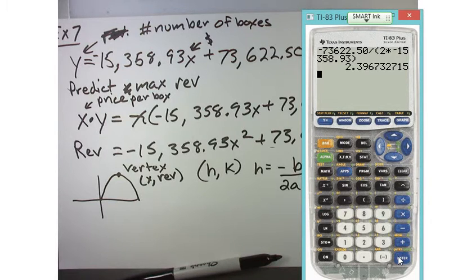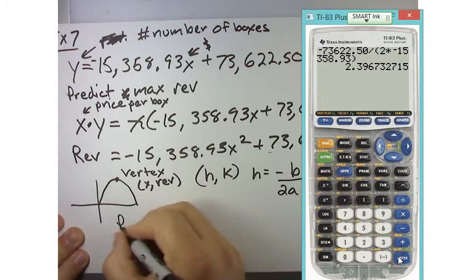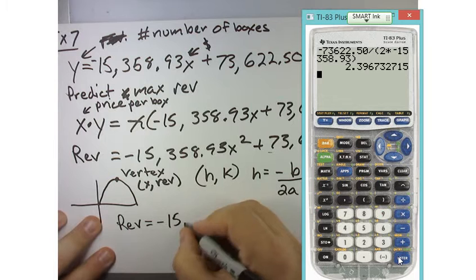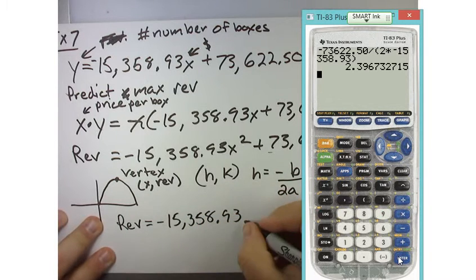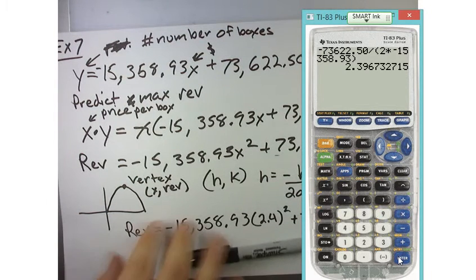Okay. Well, how many boxes would I sell? Well, in order to find that out, what I'd have to do is take my revenue and say negative 15,358.93, and then say 2.39. I'm just going to say 2.4 squared plus 73,622.50 times 2.4. Okay. So now let's enter that in our calculator.